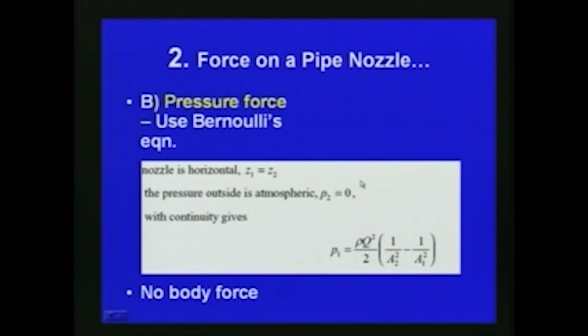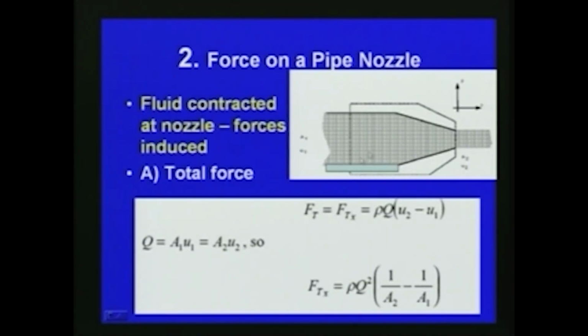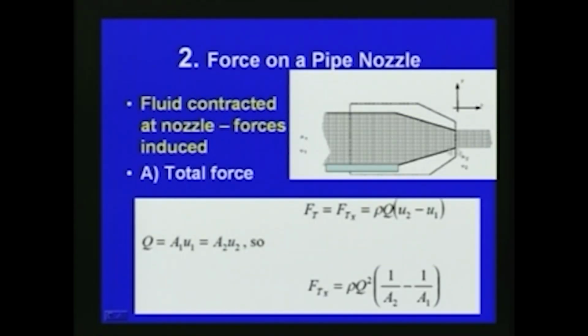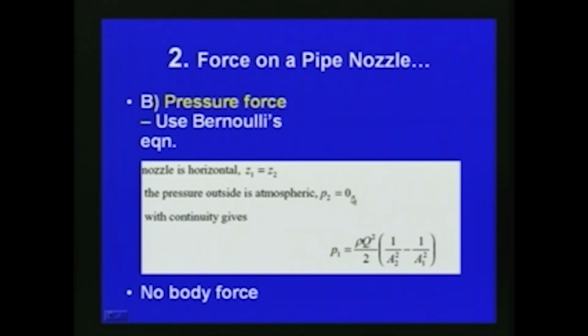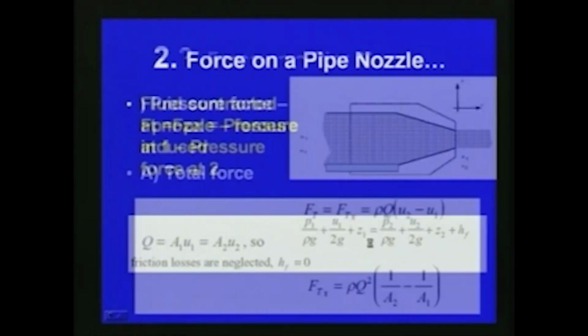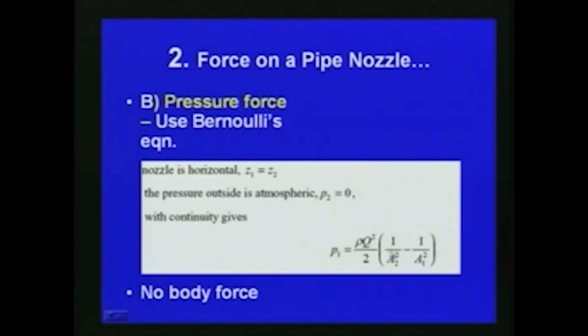So, we can write the pressure force from Bernoulli's equation. In this particular case the datum head is the same, Z1 is equal to Z2. After the liquid comes out of the jet, the pressure is atmospheric, so P2 is equal to 0. From the continuity equation, Q is equal to A1 U1 is equal to A2 U2. Finally, we can write P1 is equal to ρQ²/2 into (1/A2² minus 1/A1²).